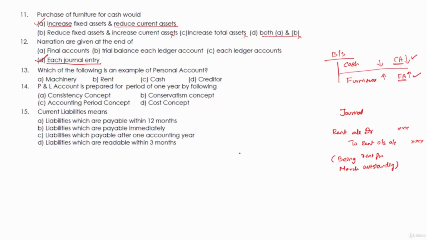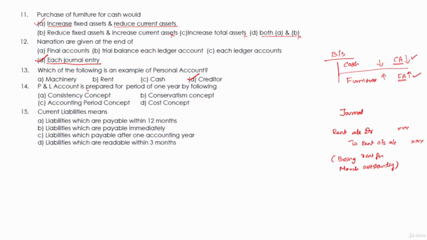Next question. Which of the following is an example of personal account? Machinery, rent, cash, creditor. Machinery is an asset, real. Rent is an expense or it can be an income, okay, so nominal. Cash is an asset, again it's real. Creditor is a person, okay, so creditor is an example for personal account.